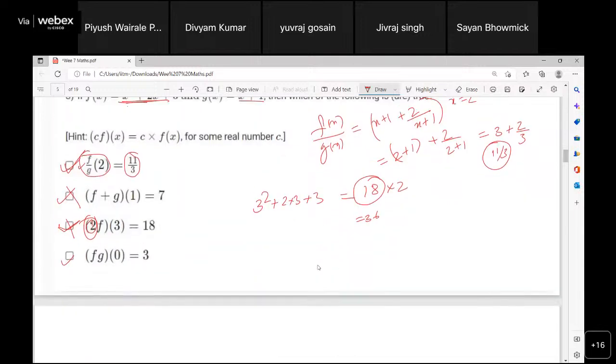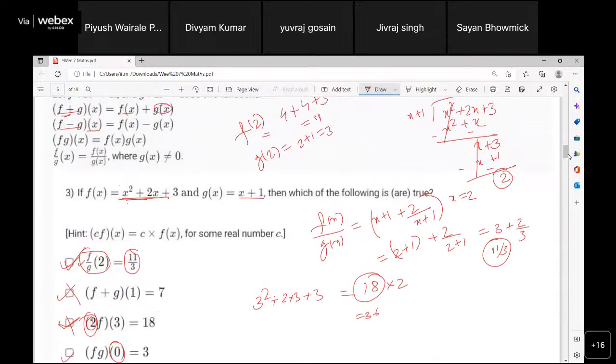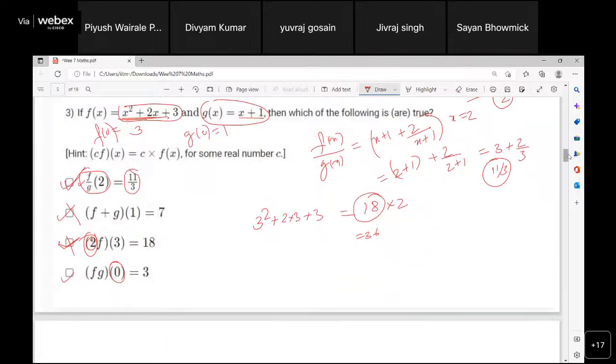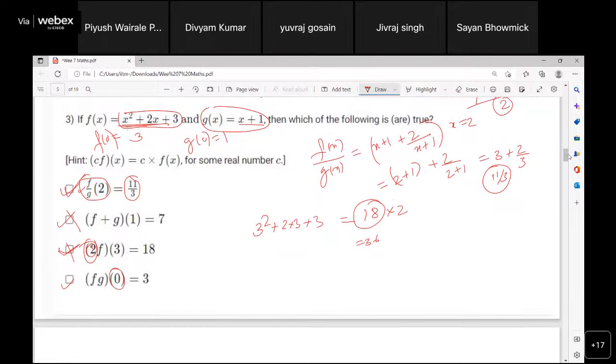Now f into g of 0, right? Either I can do the multiplication of these two functions and then put 0, or simply I can put 0 here. What I will get? f of 0 is 3, and g of 0 equals 1. So that is 3, right? So option D is also correct.